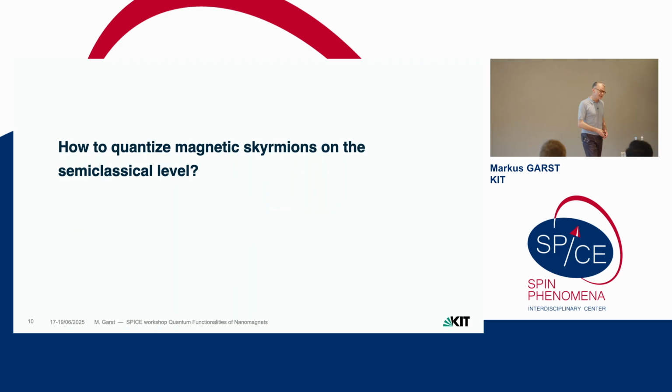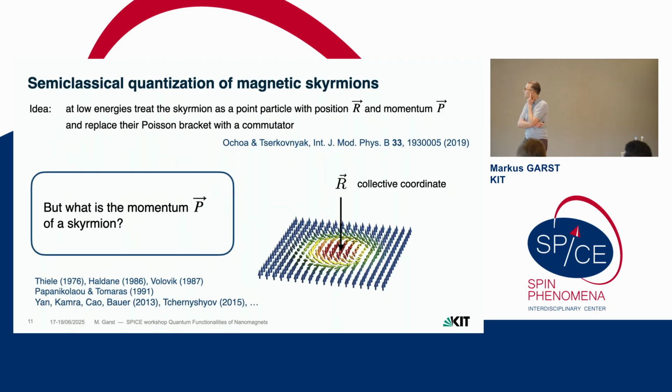Now just treating the full quantum problem. However, let me take a step back and ask a more modest question: can we quantize the magnetic skyrmions on a semi-classical level? Not solving the full quantum problem, but just starting slowly and quantizing it on a semi-classical level.